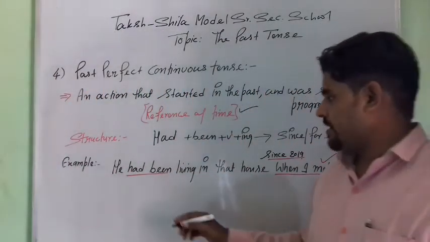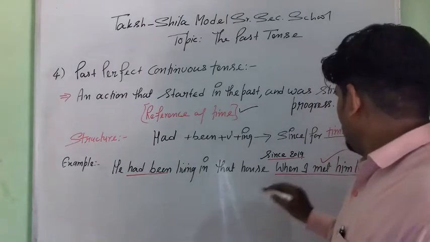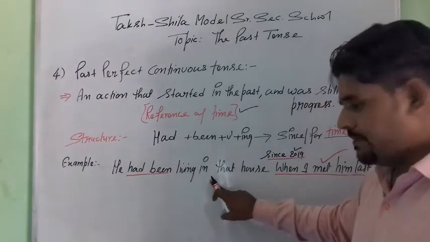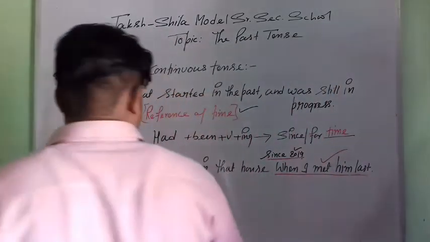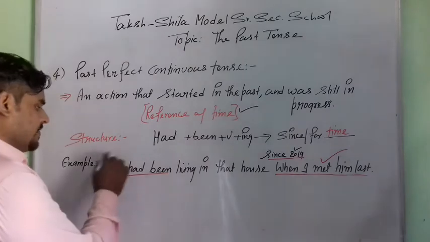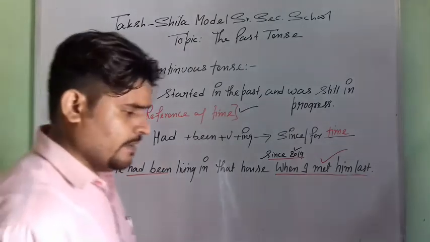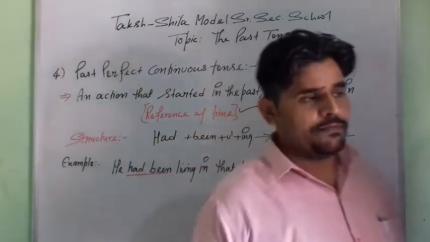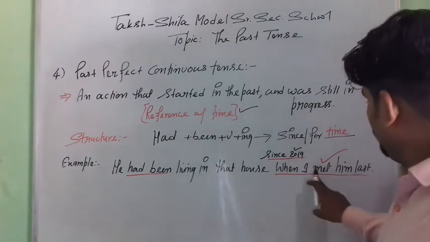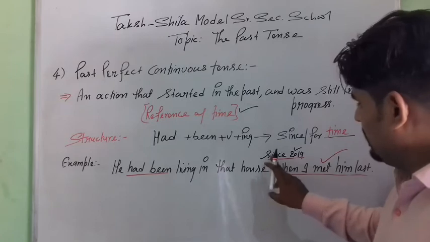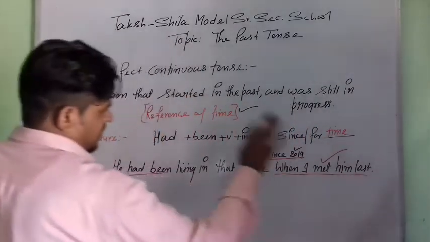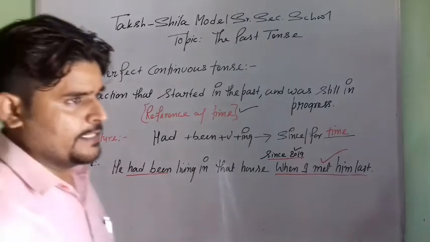So when did the action actually start? The action started in 2019 and it was still going on, right? It was still going on in the past, not now. Maybe that person has now shifted to some other place, right? Maybe at present time that person may have shifted to some other place, but when I met him last, he was living in that house, right? He had been living in that house since 2019, right?